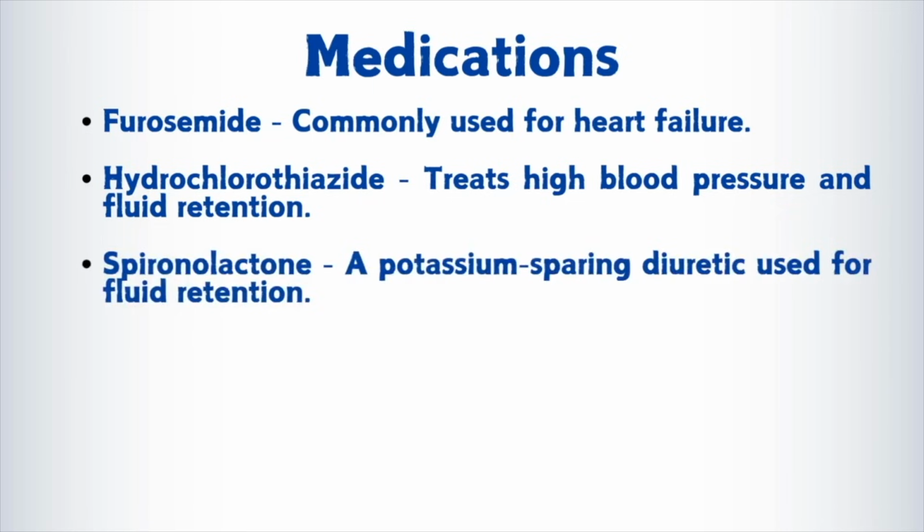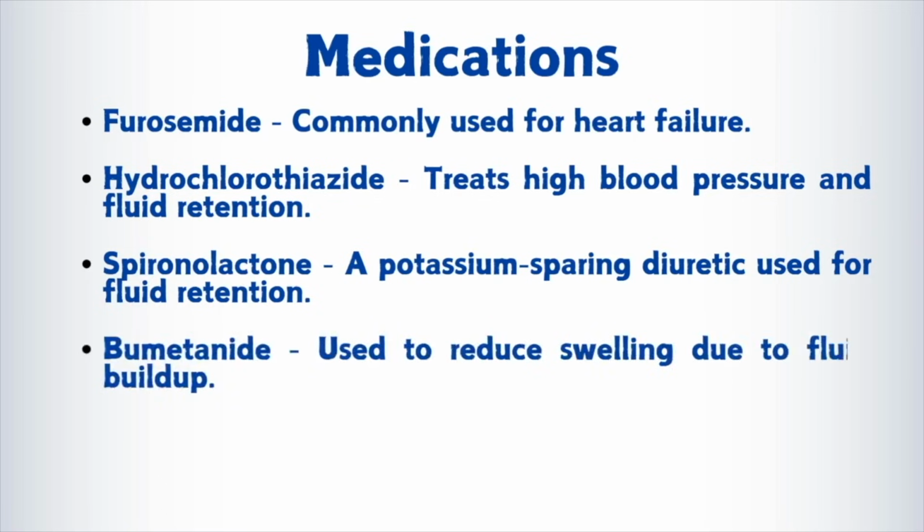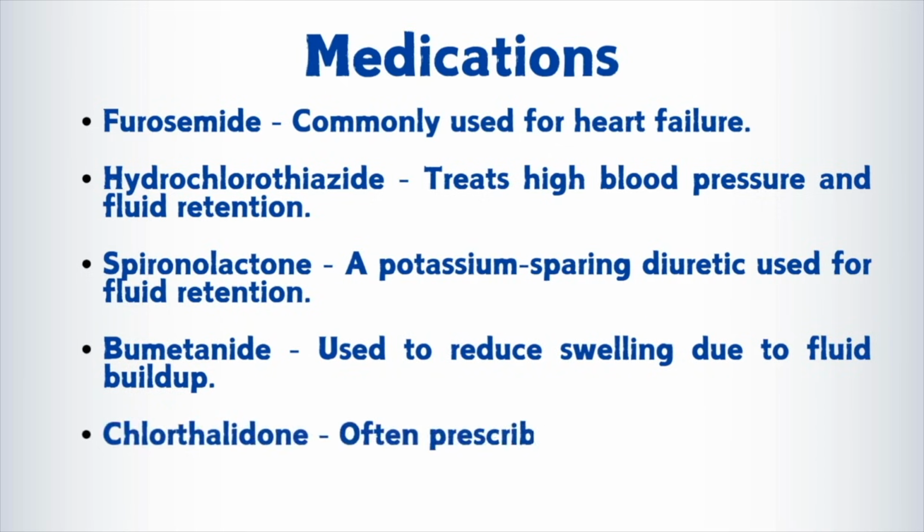Spironolactone is a potassium-sparing diuretic used for fluid retention. Bumetanide is used to reduce swelling due to fluid buildup. Chlorthalidone is a diuretic often prescribed for hypertension.